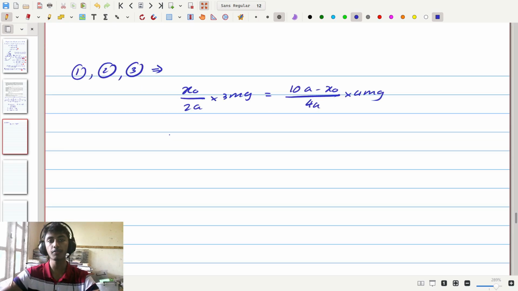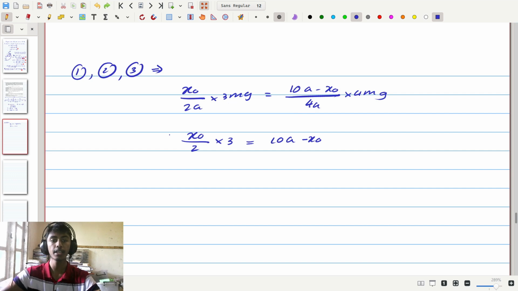Now in the next step we can cancel out the mg and mg. We can cancel out the 4 here for this 4, and we can cancel out the divide by a here for this divide by a, leaving us with, on the left hand side, x0 divided by 2 times 3, and on the right side we're going to have 10a minus x0, since the 4 cancels for this 4, a cancels for this a, and mg cancels for this mg.